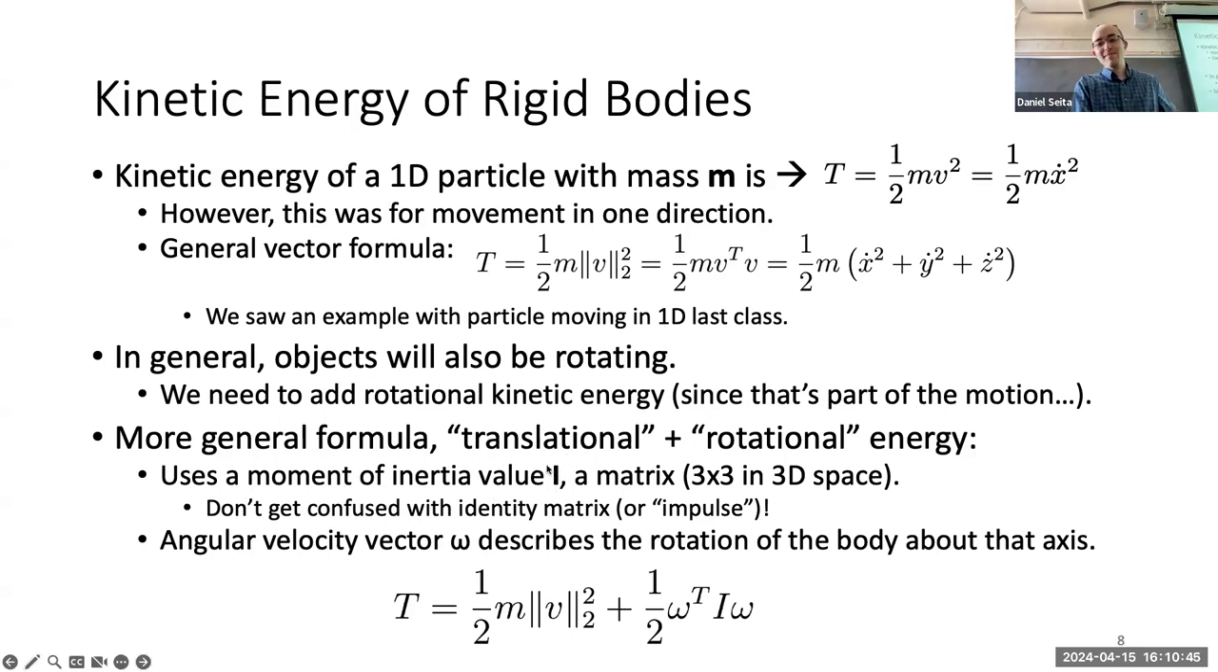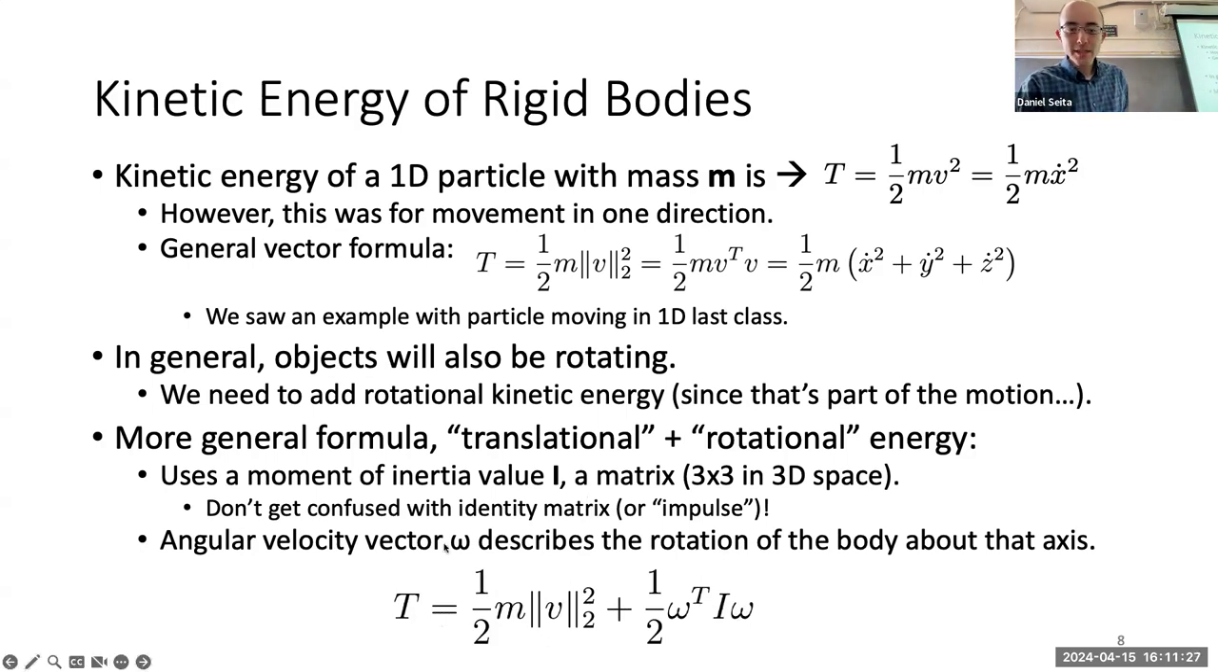The really annoying thing is we often put an I, but we also use I for the identity matrix, or the impulse. Maybe not the impulse, but definitely the identity matrix. So if you see something like T equals this thing plus 1/2 omega times I times omega, then this I means the inertia, not the identity matrix. Hopefully some of you have seen this formula in some context.